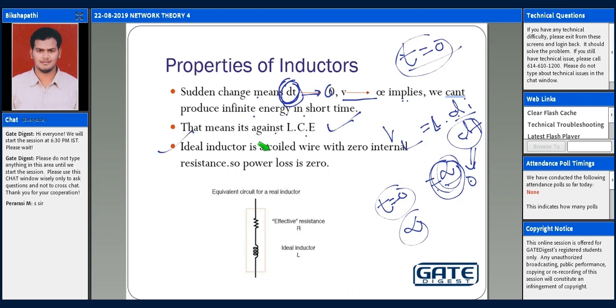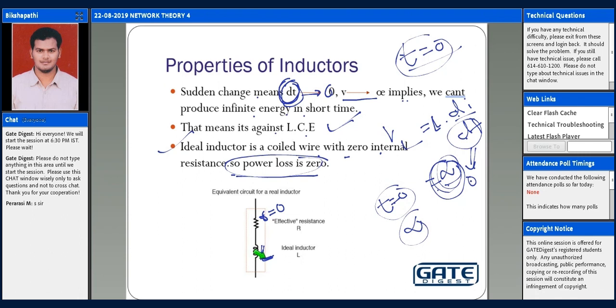An ideal inductor is a coiled wire with zero internal resistance, so power loss is zero across it. I will show you. Here you can see the inductor part, the ideal inductor, and this is a small r. If r is 0, then it is an ideal inductor, because an ideal inductor will not have any internal resistance.